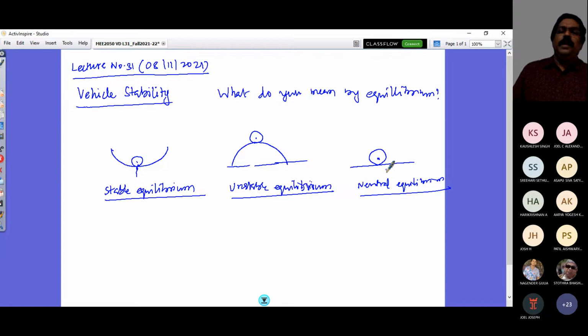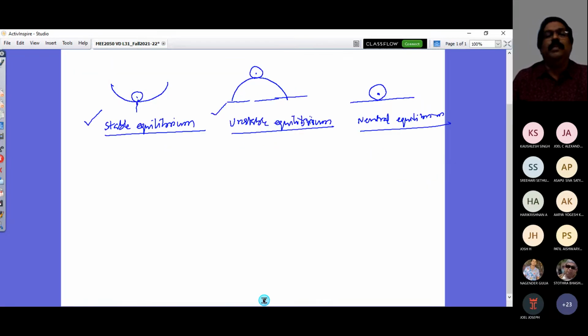So these are the three types of equilibrium. What we are interested in is understanding what stable equilibrium and unstable equilibrium mean, and how we can bring an unstable equilibrium to a stable equilibrium, which is very important. You have to connect these fundamentals you have learned in rigid body mechanics to our vehicle now.